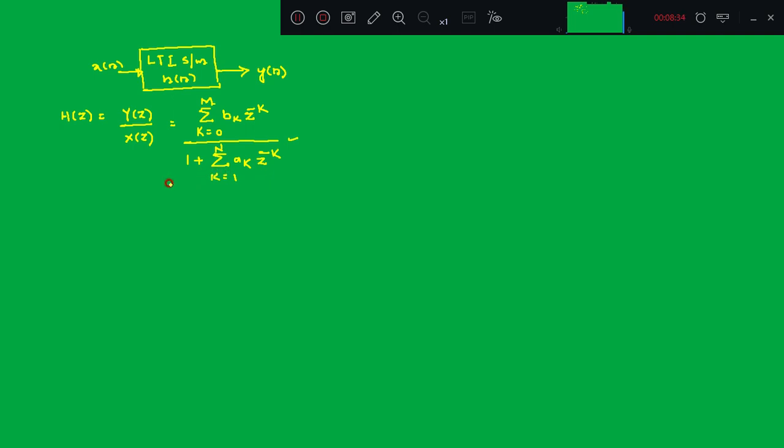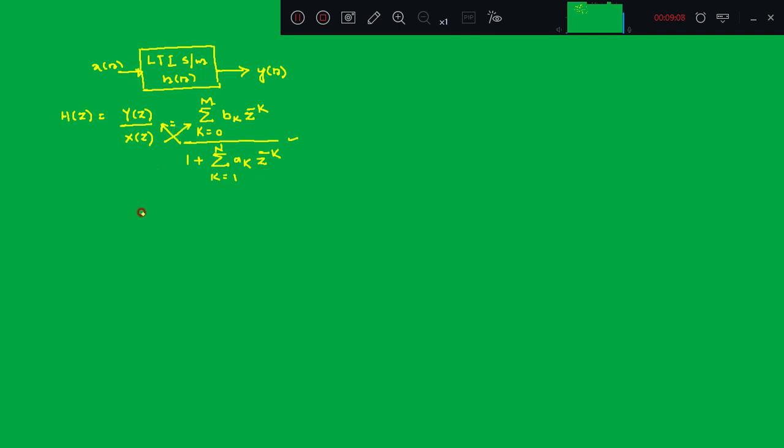So to implement or realize this IIR filter, we need the equation in terms of the output, input, as well as numerator and denominator coefficients in the time domain, right? So how to modify this transfer function into a time domain equation? For that, just perform the cross multiplication here.